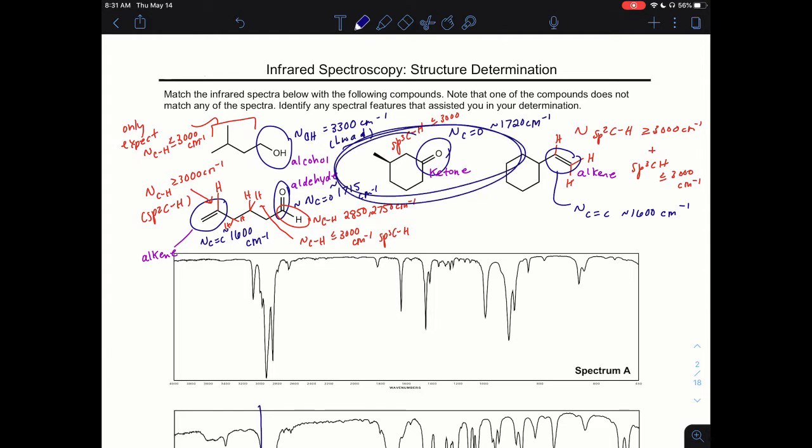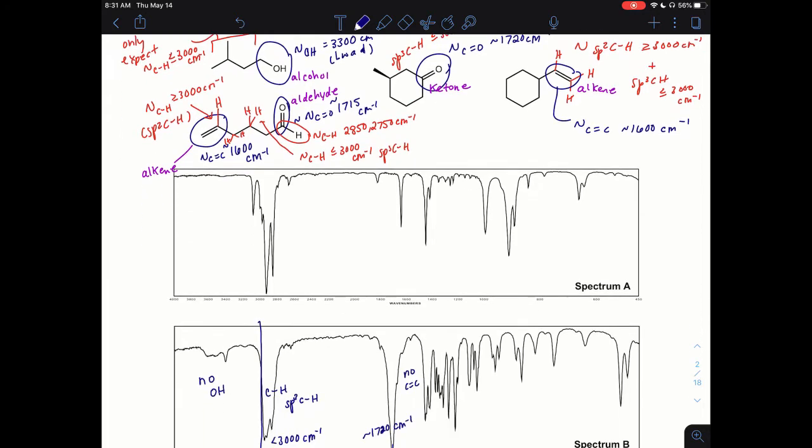I know we can't see anything in here anymore, but that would be this molecule. This one, the aldehyde, would have the aldehyde CH, it would have sp2 CHs, it would have all kinds of things that we do not observe in spectrum B. So spectrum B is the ketone.